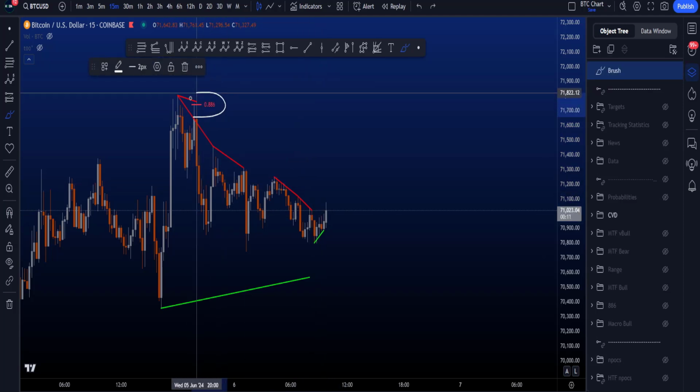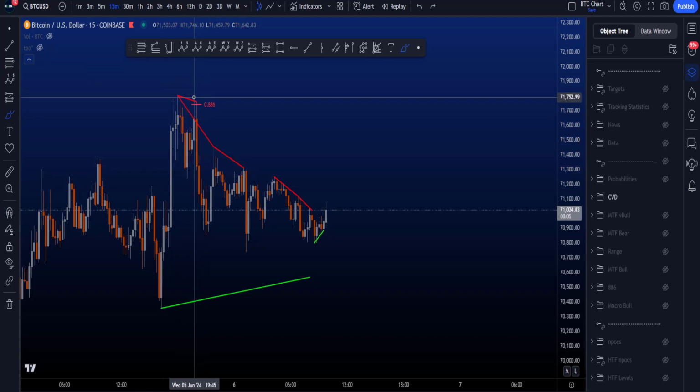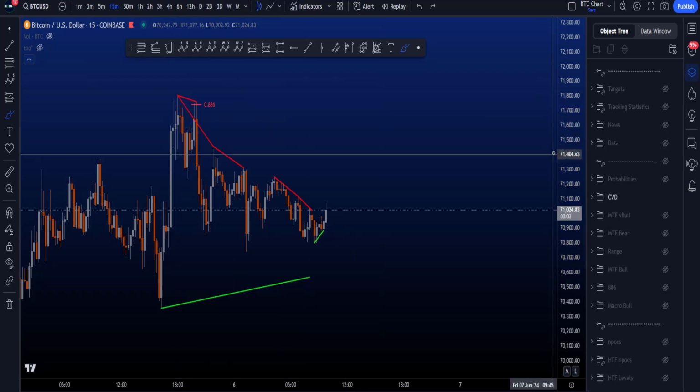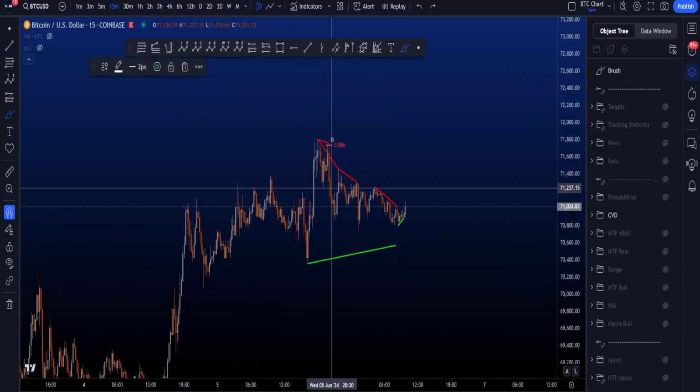Something to note is that at the high we do have an 886 touch taken from the high to the low over here, which does increase the probabilities for this structure to be a corrective structure and therefore sooner or later to take out the highs.